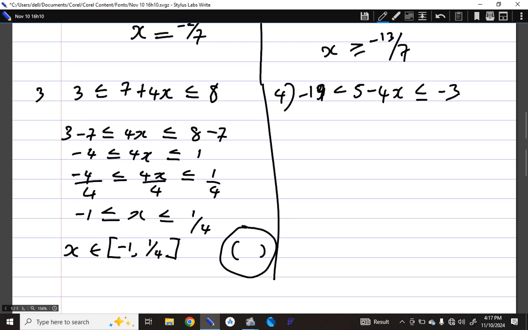Now in this case, we can decide to separate them if we don't want to solve it directly here. You can decide to separate, but if you want to solve it directly here, you are okay. Since I've solved this one directly, let me separate this one so that you see the difference.